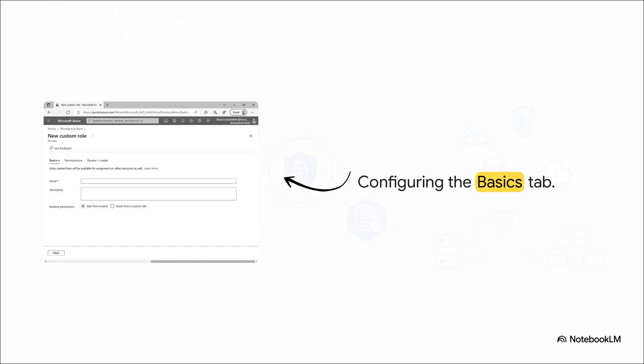Down at the bottom, you'll also notice you get a choice: start completely from scratch, or clone the baseline permissions from an existing role to save a little time.